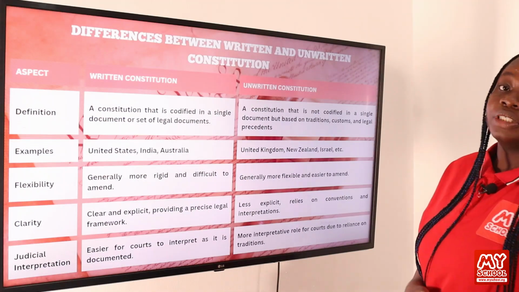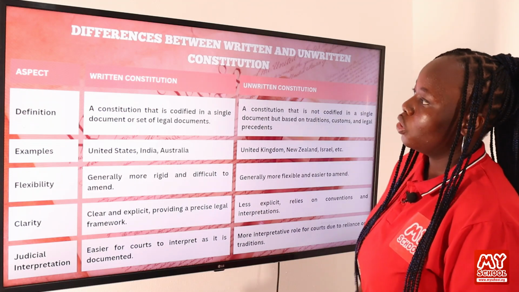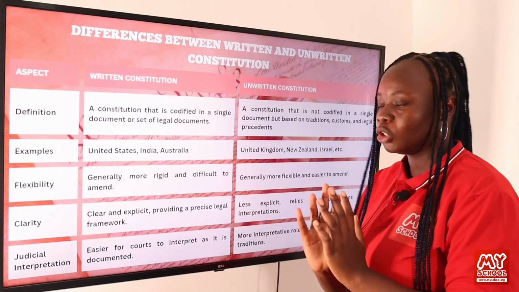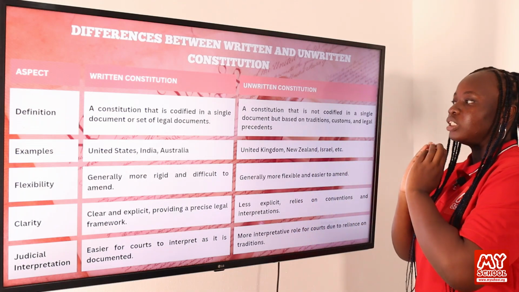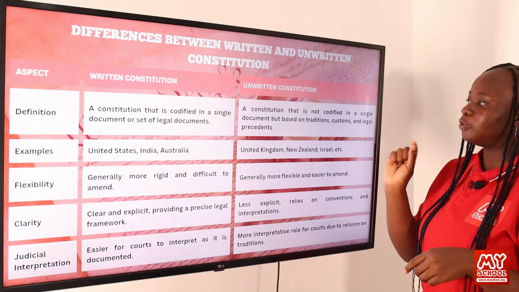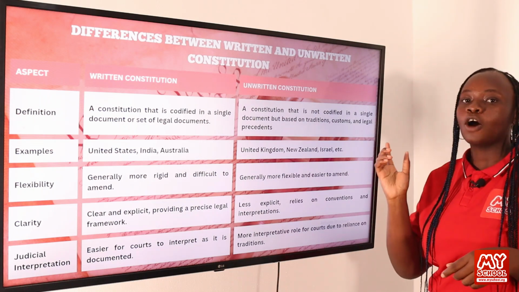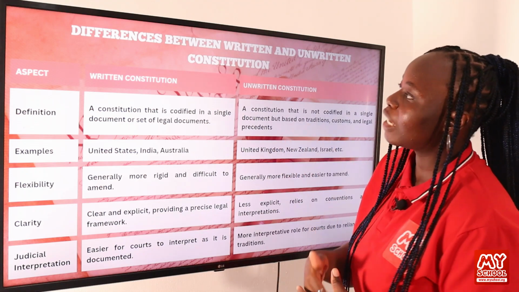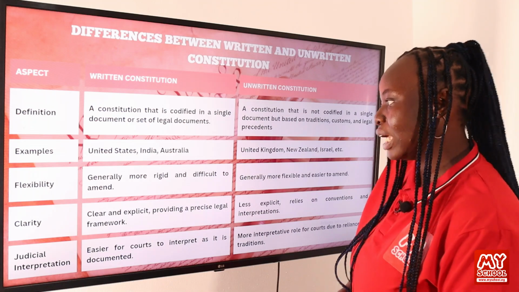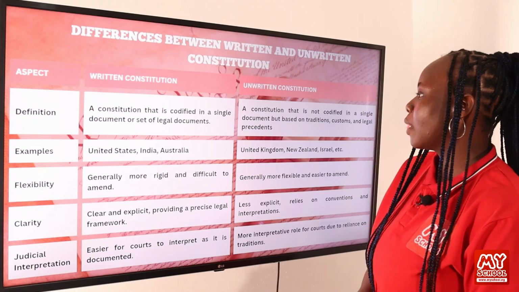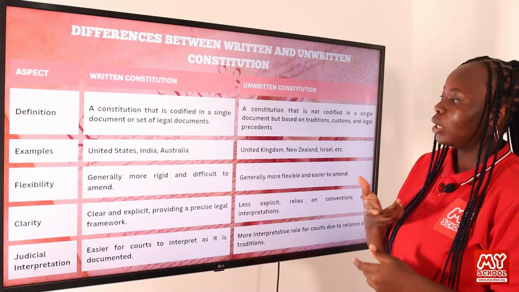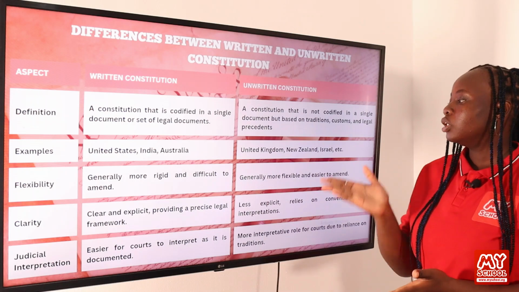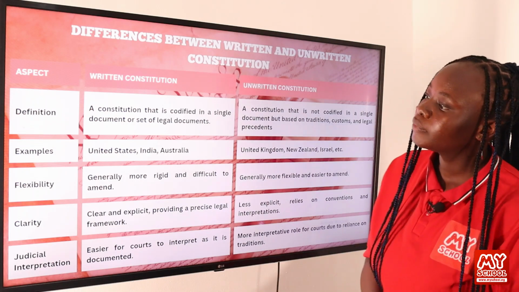What are the differences between a written and an unwritten constitution? While a written constitution is a constitution that is codified in a single document or a set of legal documents, an unwritten constitution is not codified in a single document but is based on traditions, customs, and legal precedents. By legal precedents, I mean judicial decisions. Then examples of countries with a written constitution are the United States, India, Australia. Nigeria as well also has a written constitution. Then examples of unwritten constitution are the United Kingdom, New Zealand, Israel, etc.